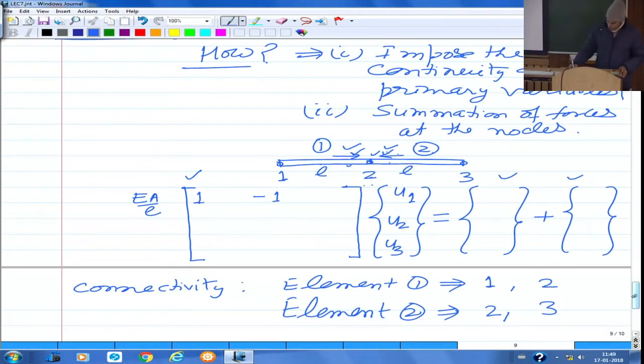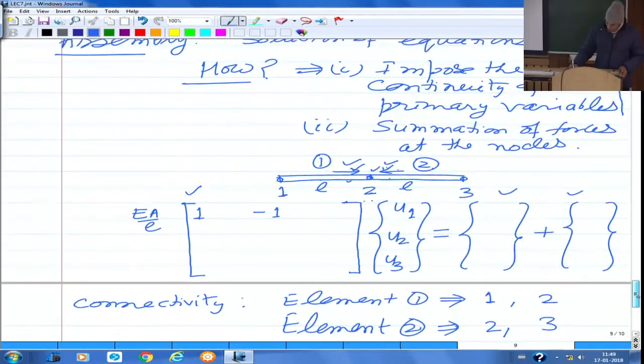Then we come to the second row of the first element. Again, the second row of the first element is -1 and 1. So -1 goes here, that is, second row first column goes to global second row first column, and the second row second column of the first element goes to global second row and second column, that is here.